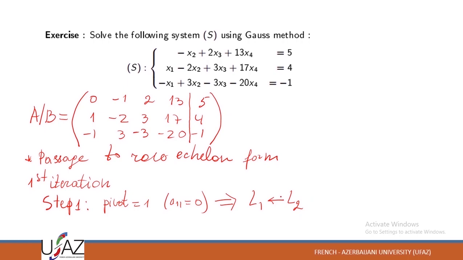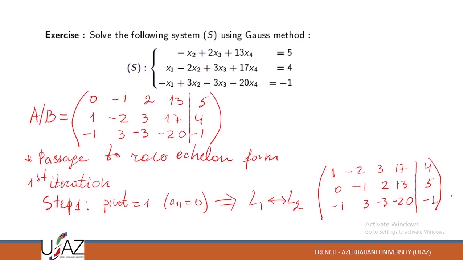In this case, our matrix will be this: 1, minus 2, 3, 17, 4, 0, minus 1, 2, 13, 5, minus 1, 3, minus 3, minus 20, minus 1. In step 2, we must cancel the first elements of the second row and third row. Step 2. The first element of the second row is 0 in our example. So we cancel the first element of the third row, and in order to do that, we use this elementary operation. Instead of L3, we write L3 plus L1.